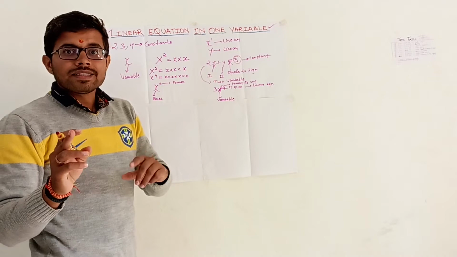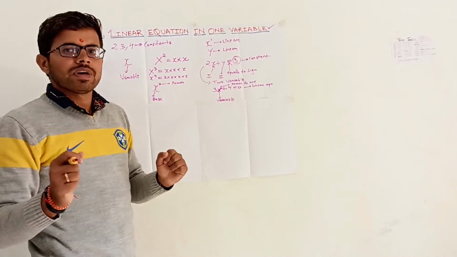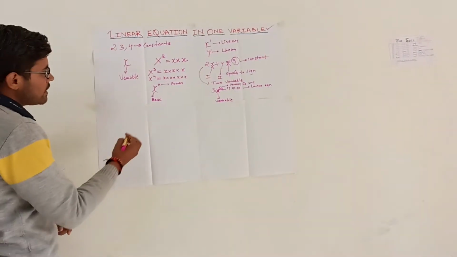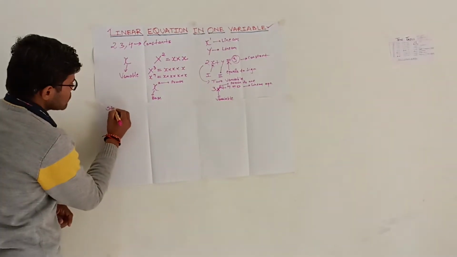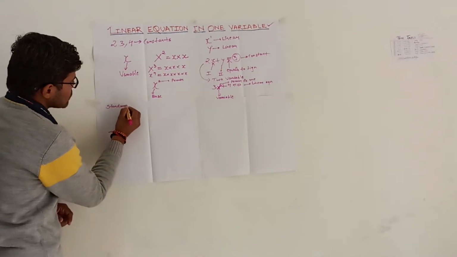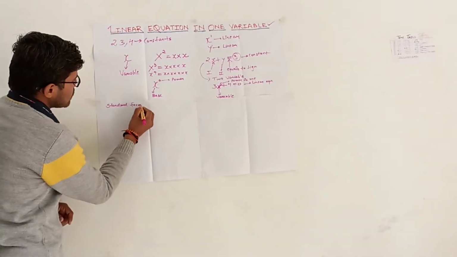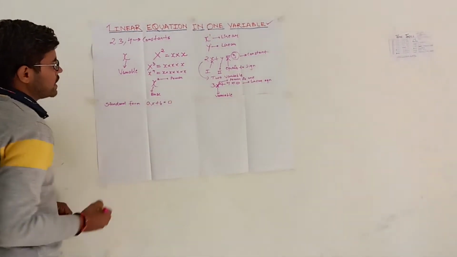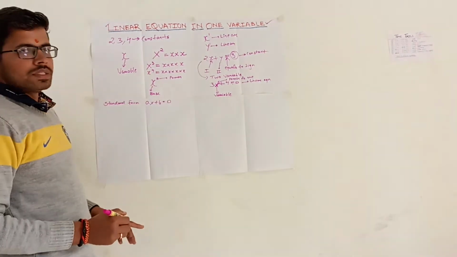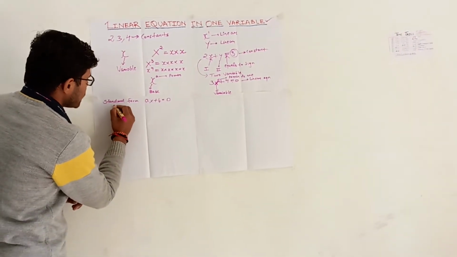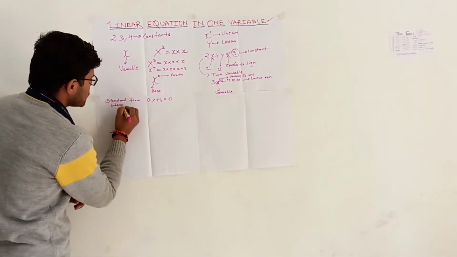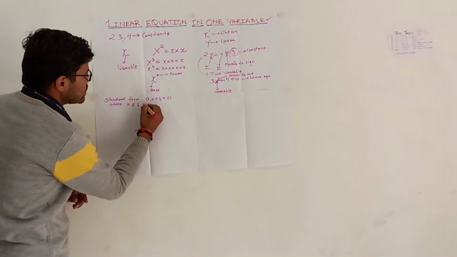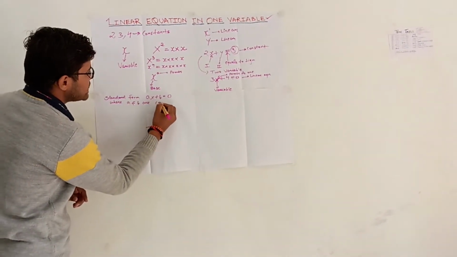Now we will write the standard form of linear equation in one variable. The standard form is given by ax plus b equals 0, where a and b are constants.